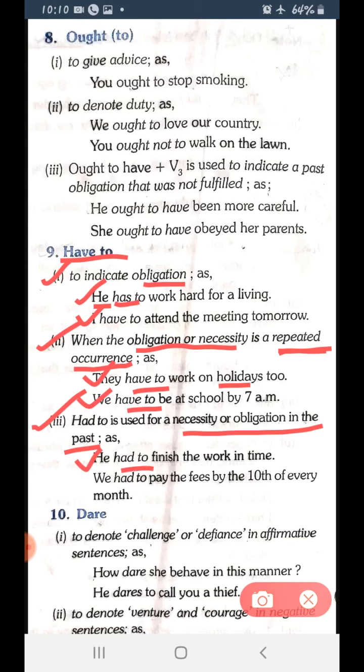Right? He had to finish the work in time. That means उसे टाइम में काम खत्म कर लेना चाहिए था. He had to finish the work in time.